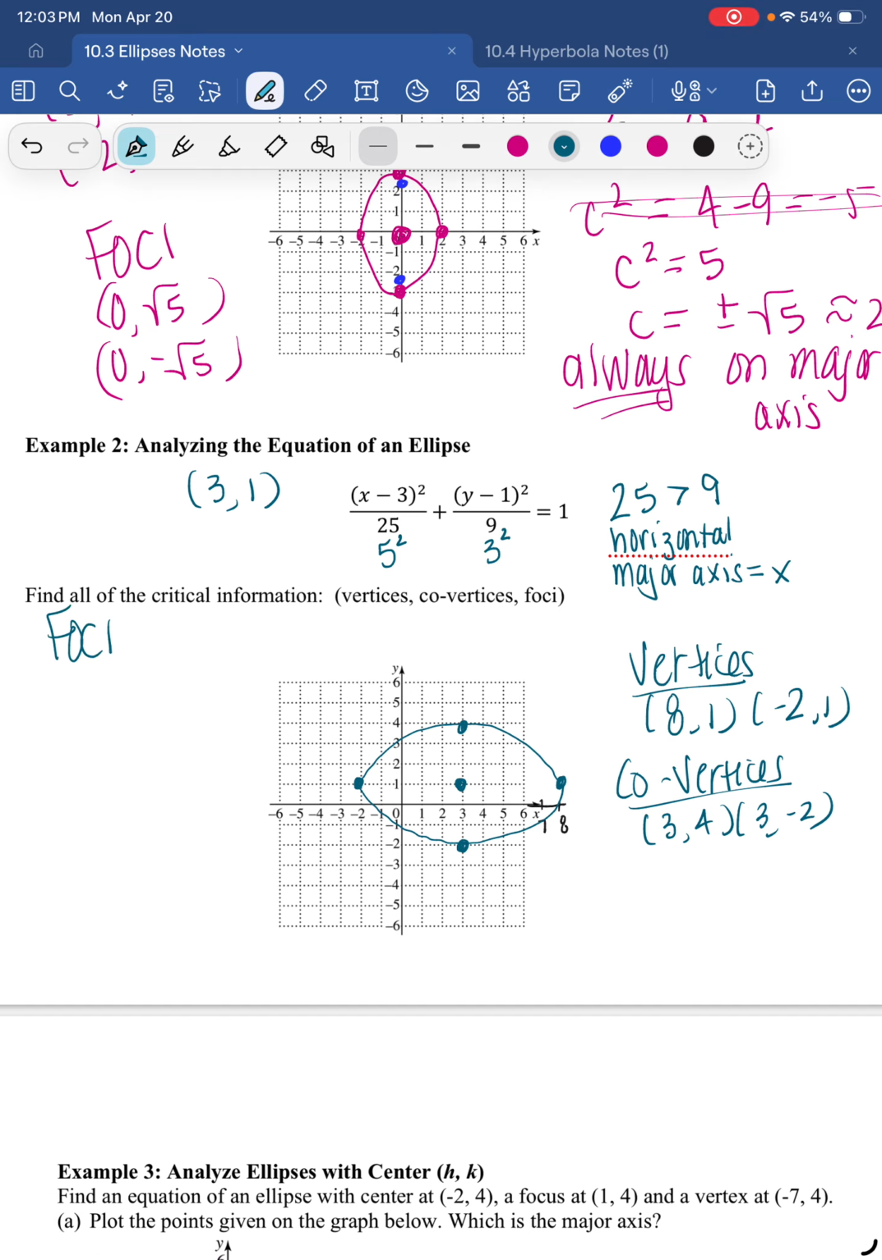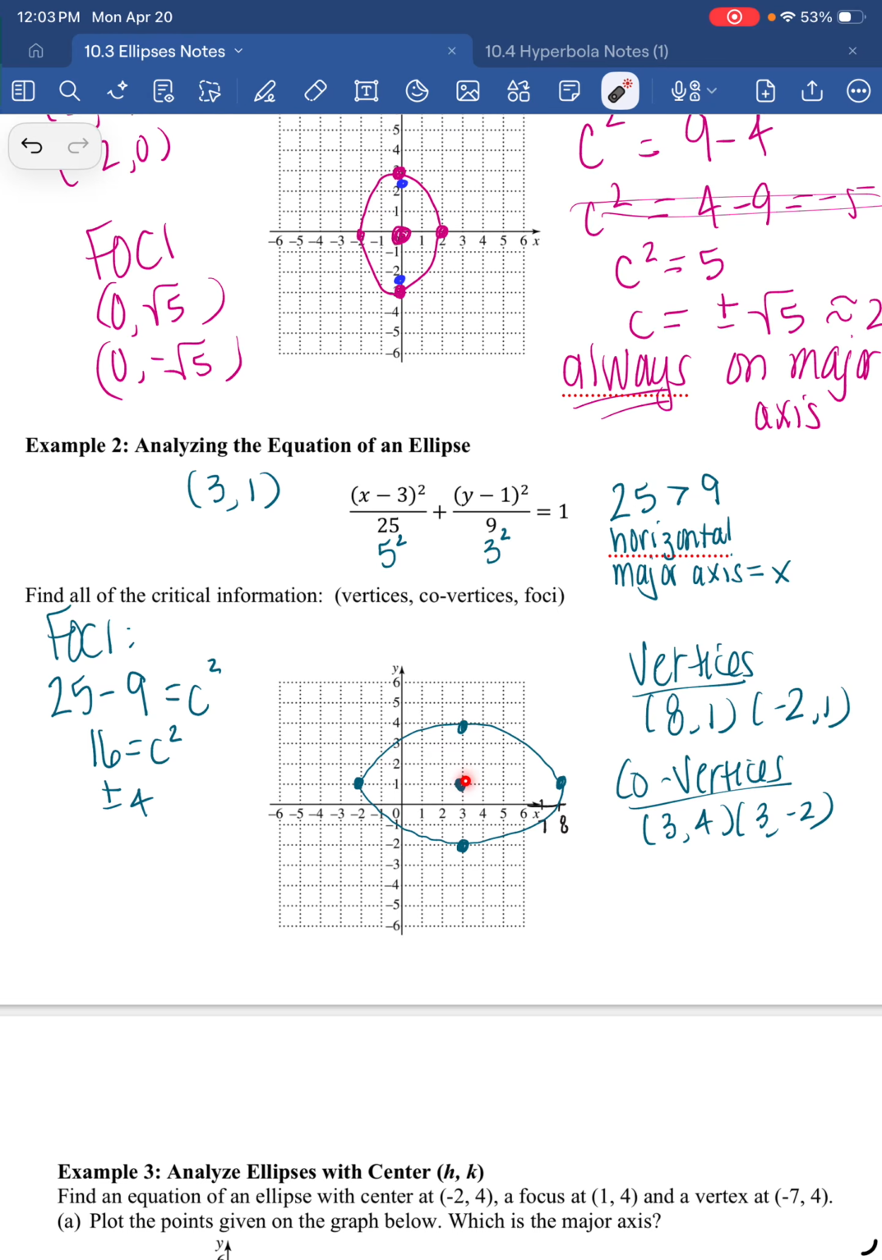The foci are what creates the ellipse. So the foci are always the larger minus the smaller. Last I checked, 25 was more than 9. So that's 16, and so that's plus or minus 4. So in the x direction, I'm moving right 4 and left 4.